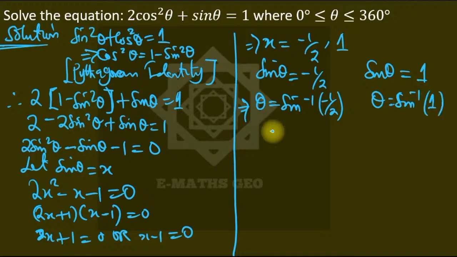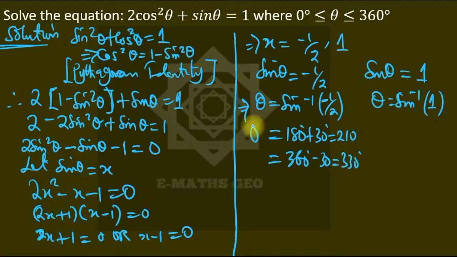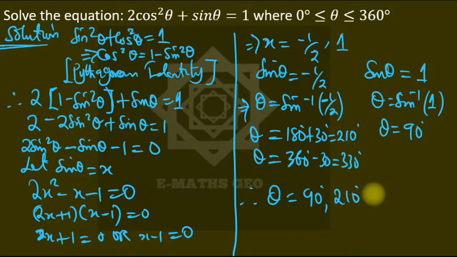Which angle has a sine of minus half? The negative shows that this must be in the third and fourth quadrants. Since sine inverse of half is 30, in the third quadrant it should be 180 plus 30, which is 210. And in the fourth quadrant, it is 360 minus 30, which is 330. So theta here gave us two answers, 210 and 330. The other one is 90. Therefore, the answers are 90, 210, and 330. So these are the answers. Thank you.